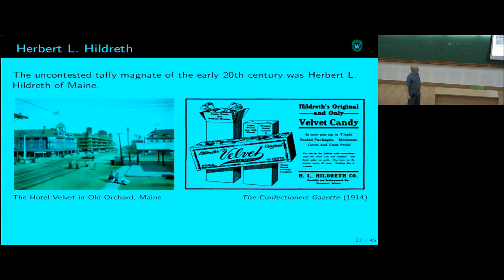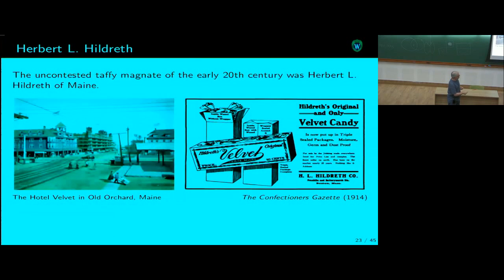Now enter Herbert L. Hildreth, the taffy magnate of Old Orchard, Maine. So he is probably the guy most responsible for the development of the taffy pulling industry, such as it is, because he owned the Hotel Velvet in Old Orchard, Maine, which burned down like 2 or 3 times, and he sold, I guess online or something, Hildreth's original and only velvet candy. Look where I had to look for this, you know.